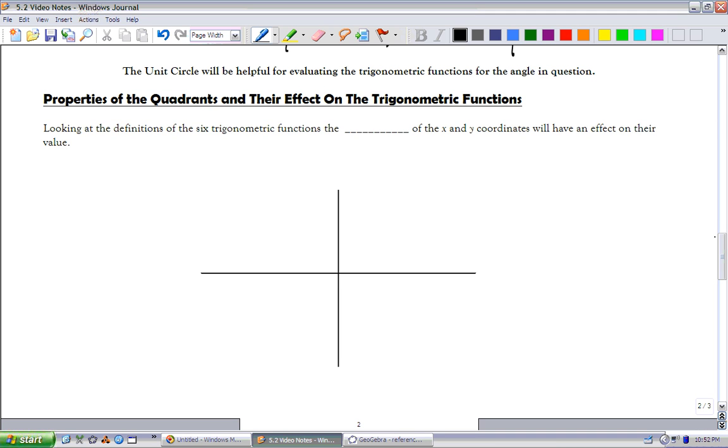It's something you've probably done since 6th or 7th grade, maybe earlier than that. Looking at the definitions of the 6 trig functions, which are defined by x's and y's, the signs of the x and y coordinates will have an effect on their value. Notice in quadrant 1, where theta falls between 0 and pi over 2, x is greater than 0 and y is greater than 0. So all trig functions will be greater than 0.